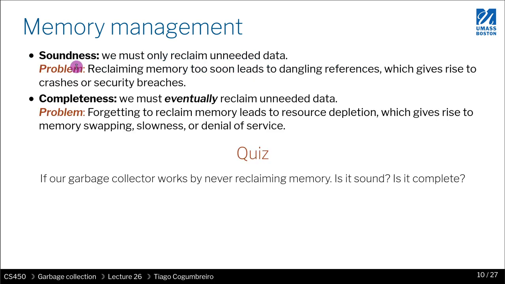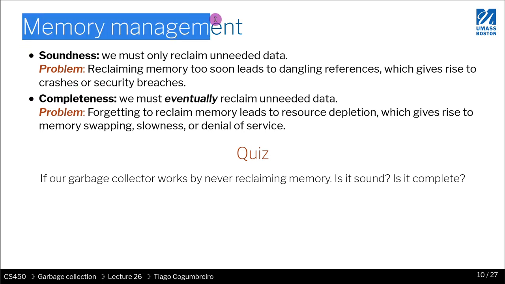So whenever you're doing memory management, you have two problems to concern yourself with. The first one is soundness. Soundness basically says that if we are reclaiming memory, so you're saying this memory is not used anymore, we should only do that if that's in fact true. Soundness just means, am I doing the thing that I should be doing, memory management, properly? That is, am I making any mistakes? A mistake is to say this memory is no longer needed when in fact it is needed.